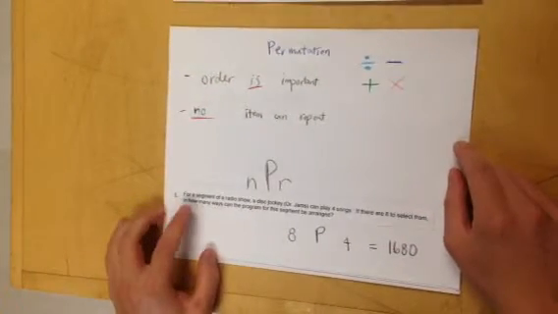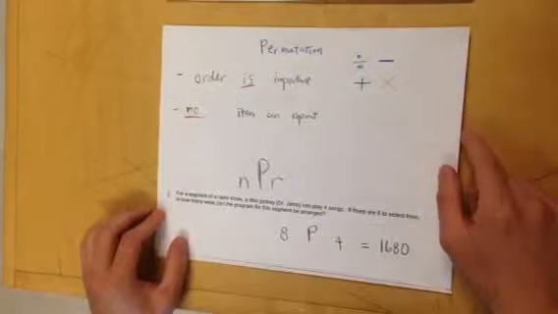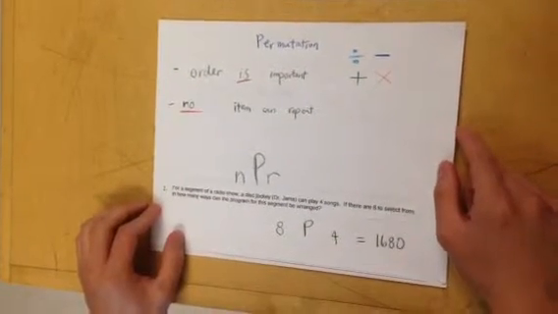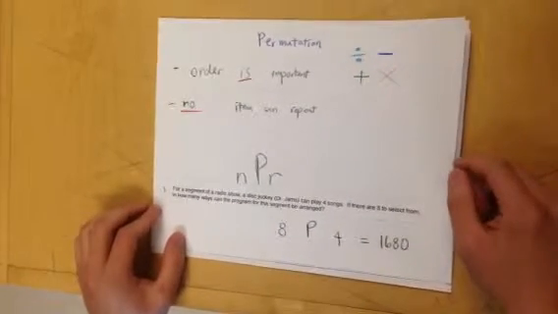So here's the example problem. For a segment of a radio show, a disc jockey can play 4 songs. If there are 8 to select from, in how many ways can the program for this segment be arranged?